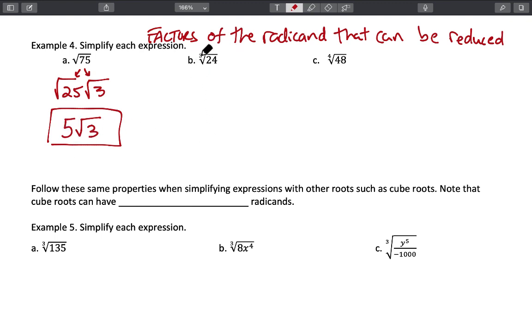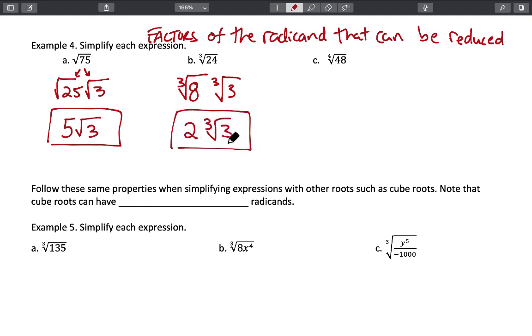We can do the same thing with cube roots. And if I take a look at the cube root of 24, it's not a perfect cube. However, there is a factor of 24 that is a perfect cube, and that's 8. So I can break down 24 into its factors of 8 times 3. And therefore, the cube root of 24 breaks down to the cube root of 8 times the cube root of 3, which is 2 cube root 3. So there's your final simplified form of the cube root of 24.